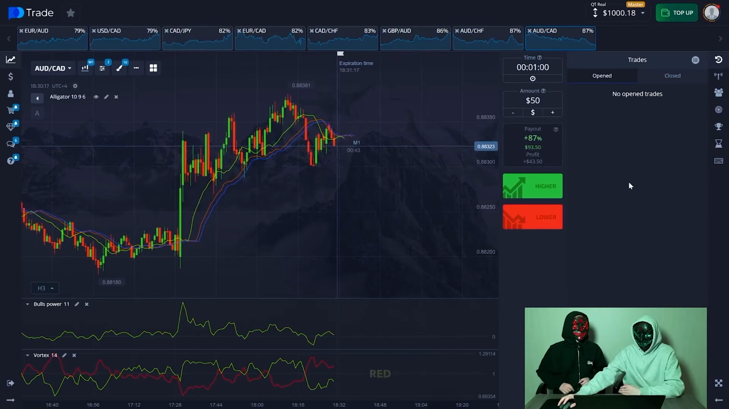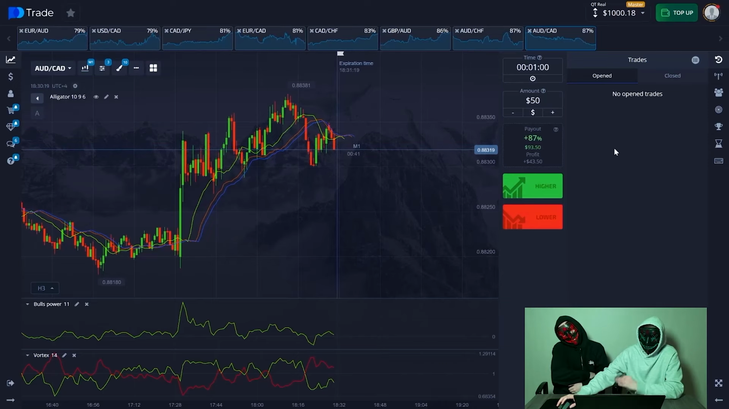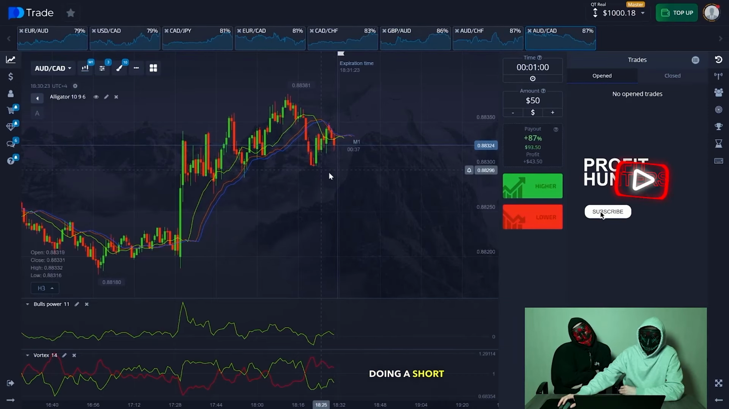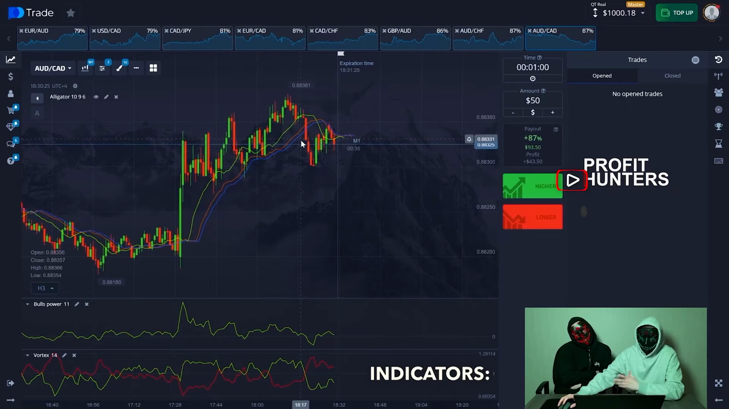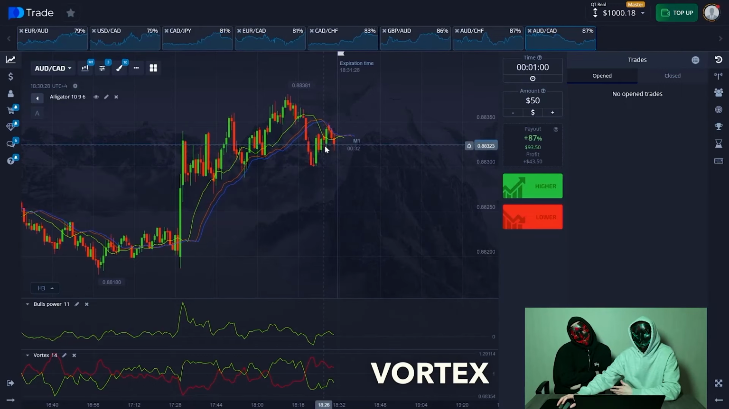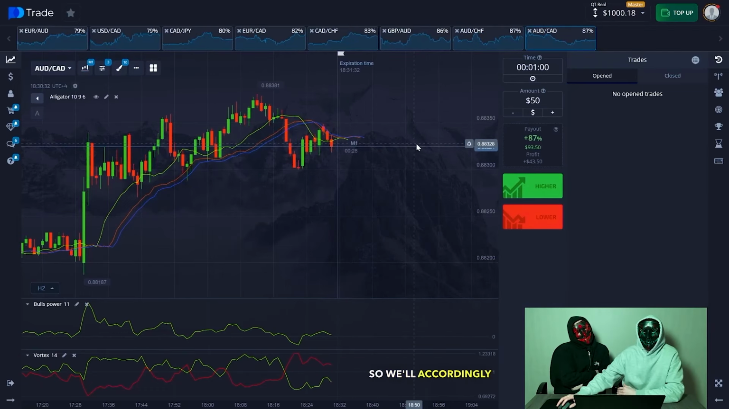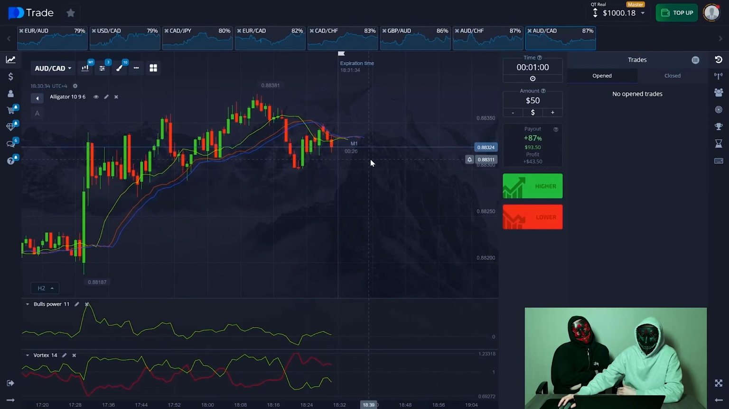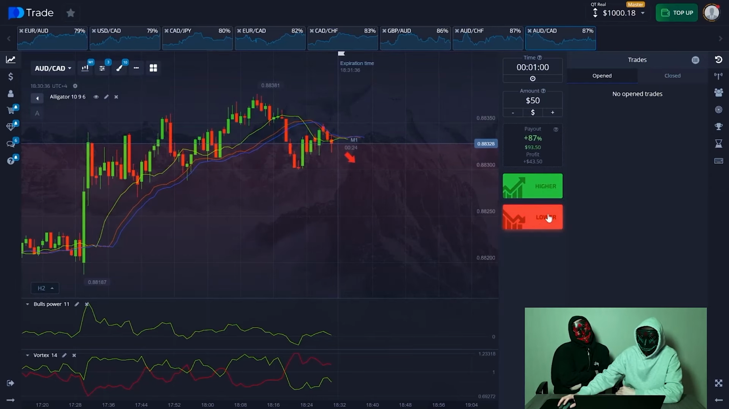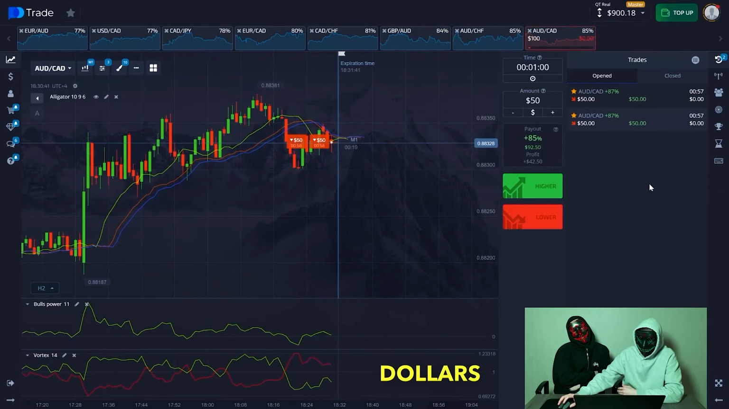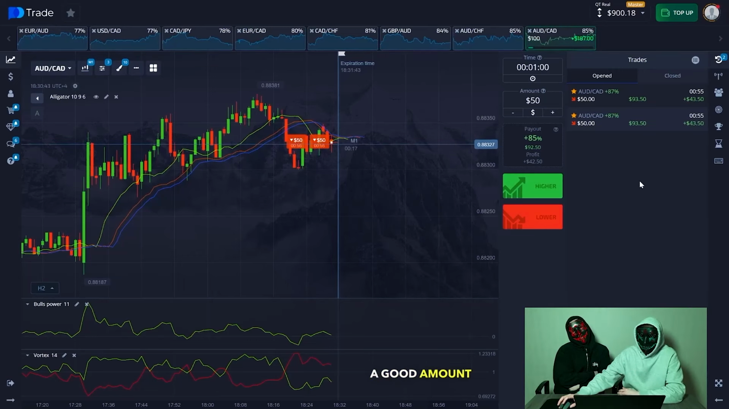So friends, well, we conducted our private setup on our strategy. Now we'll start doing a short analysis according to our indicators, Alligator, Bull's Power and Vortex. We understand that at present the trend is downward, so we'll accordingly open downward. We'll promptly open a couple of trades because our balance now stands at $10 and we aim to earn a good amount of money from this.